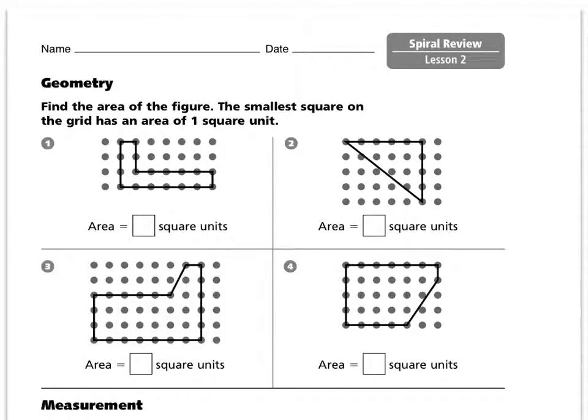Let's look at Chapter 8, Lesson 2, Review. Find the area of the figure. The smallest square on the grid has an area of 1 square unit, which is important to remember. Keep in mind finding area is the inside of the shape.